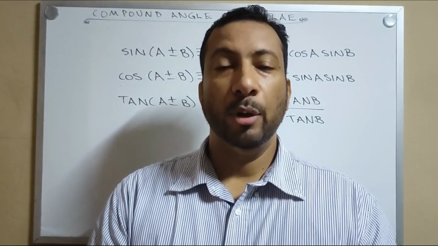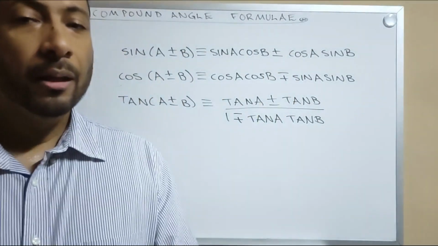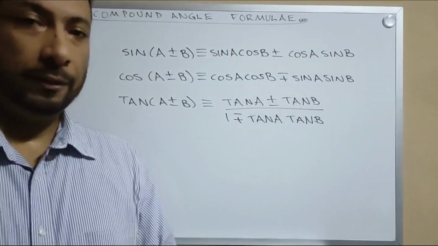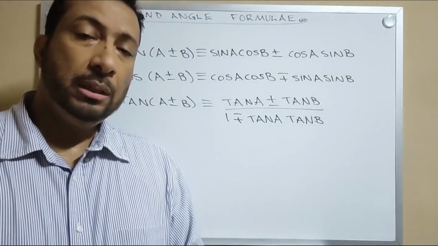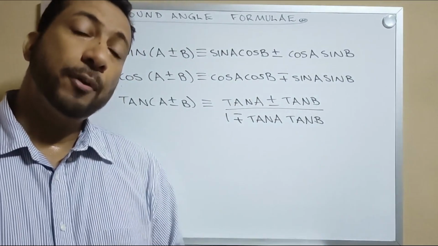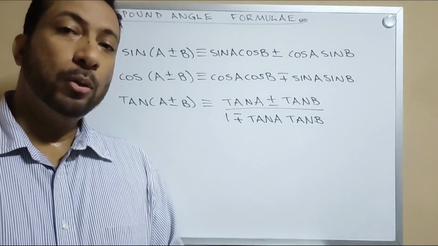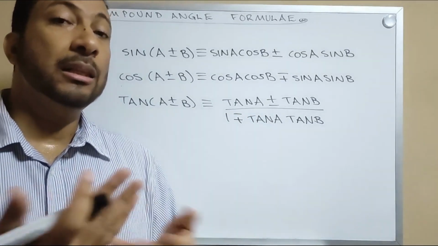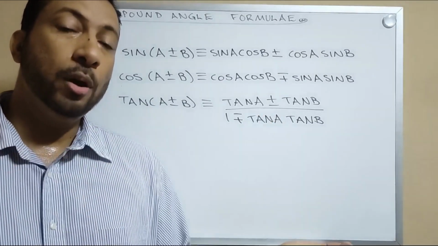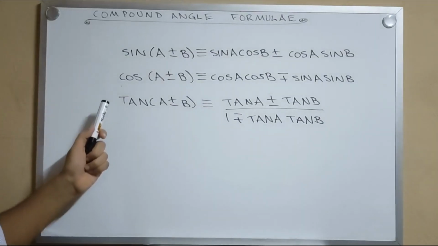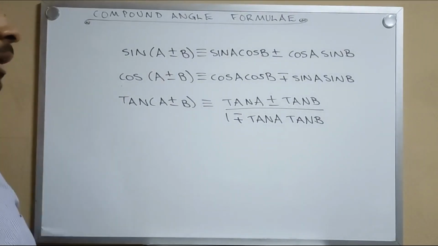Welcome to our second module on trigonometry. Today's lesson is about the compound angle formulae. You are familiar with the basic trigonometrical formulae such as sine, cosine, and tangent for a single angle, but those can be extended to compound angles, meaning an addition or sum of two or more angles. So here we have our sine, cosine, and tangent formulae for compound angles.